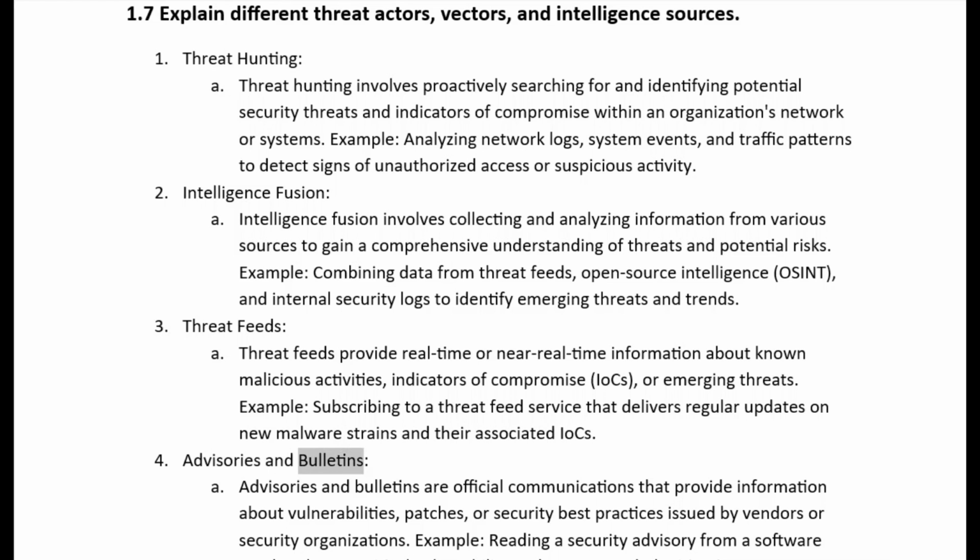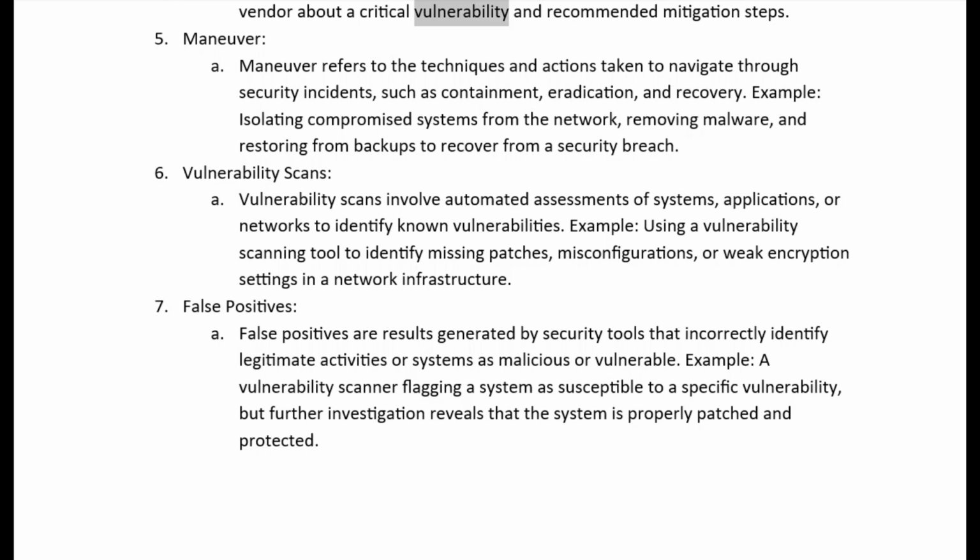Advisories and bulletins. Advisories and bulletins are official communications that provide information about vulnerabilities, patches, or security best practices issued by vendors or security organizations. Example: reading a security advisory from a software vendor about a critical vulnerability and recommended mitigation steps.